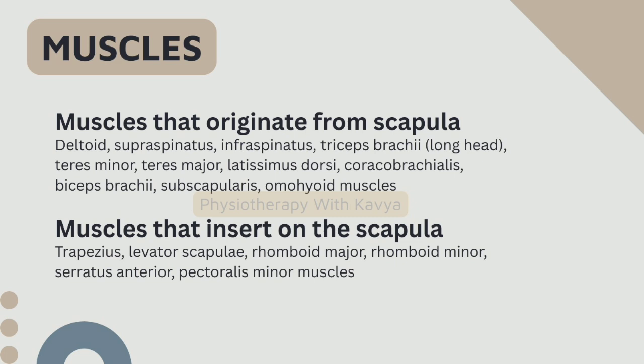Muscles that originate from scapula are deltoid, supraspinatus, infraspinatus, triceps brachii, teres minor, teres major, latissimus dorsi, coracobrachialis, biceps brachii, subscapularis, omohyoid muscles. These are the muscles of the neck. Muscles that insert on the scapula are trapezius, levator scapulae, rhomboid major and minor, serratus anterior, pectoralis minor muscles.